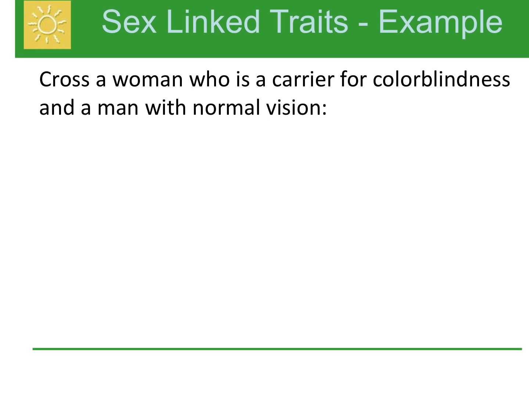All right, let's do another example. We're going to cross a woman who is a carrier for colorblindness and a man with normal vision. I'm going to keep the same alleles, just using capital B for normal vision, lowercase b for colorblindness. So my woman who is a carrier is X big B, X little b. And she is going to mate with a man who has normal vision.